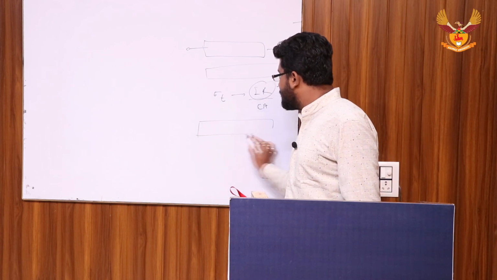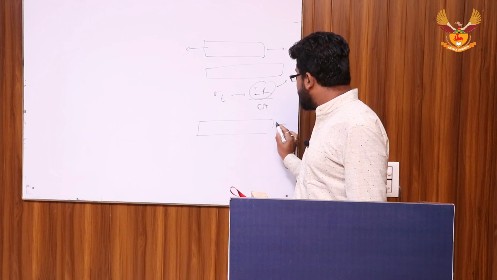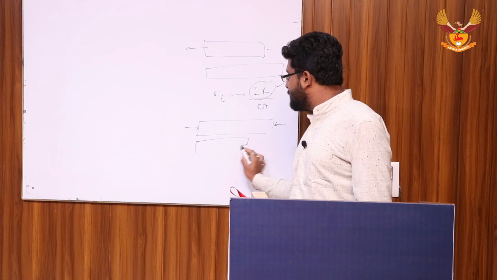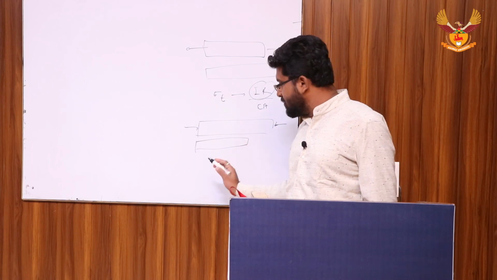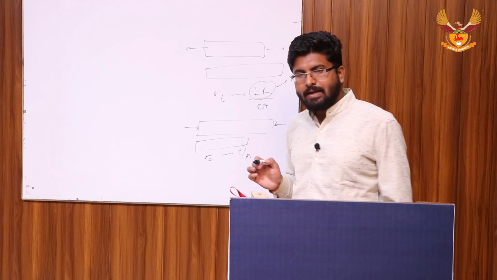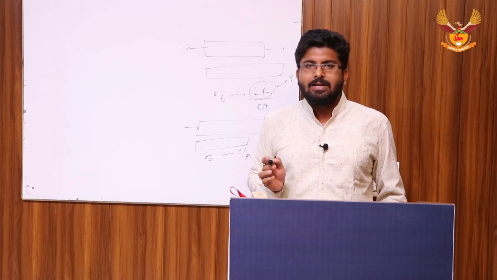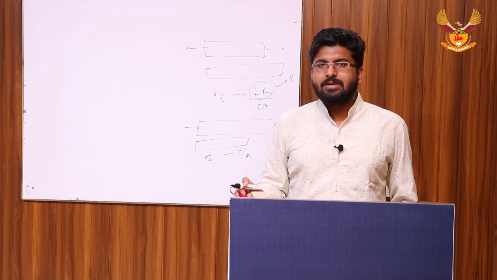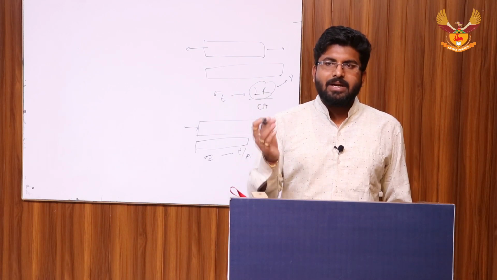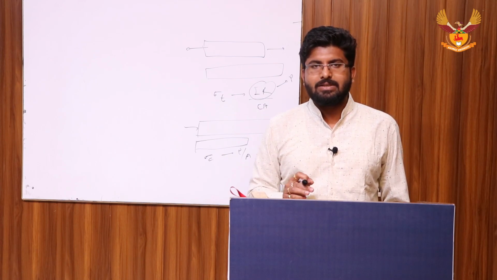Suppose this is a bar, we apply a compressive force. Due to this force, the length of the body will decrease. This is called compressive stress, load upon area. And third one is shear stress, in which we apply a force in a tangential direction to the surface, so the body will deflect. This is called shear stress.